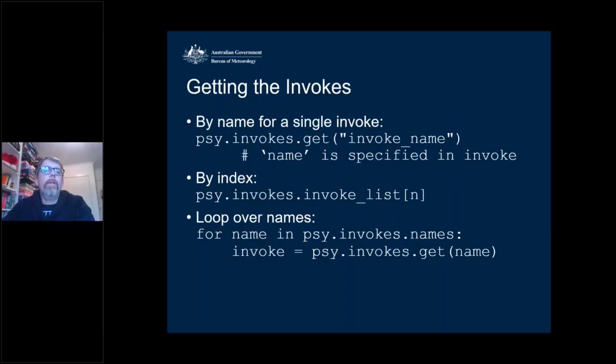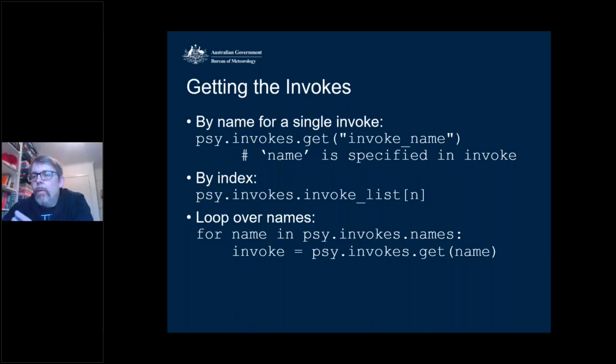So how do you get the invokes? There are two or three ways to get this. The best way, in my opinion, is you use the name. If you ask for psy.invokes, it gives you all the invokes, and it has a method called get, and you can specify the name. Now, name is actually what you have specified in the invocation. Eva will have shown it yesterday. PSyclone adds this invoke underscore in front of it. So this will actually give you the invoke object for that specific invoke. You can also use an index number by using psy.invokes.invoke_list and then parameter n.